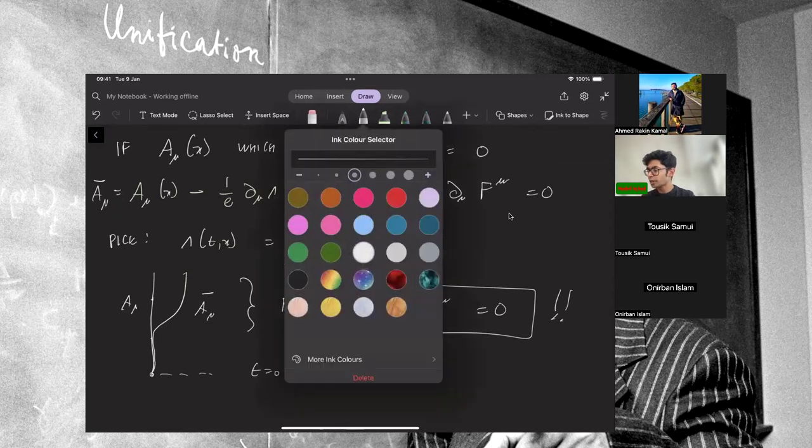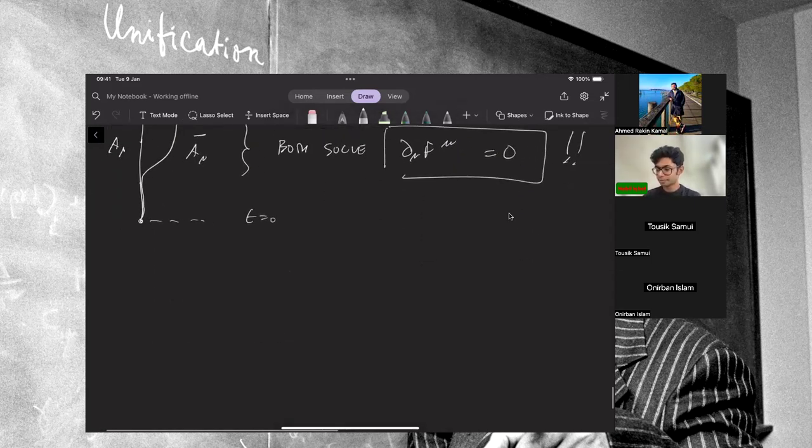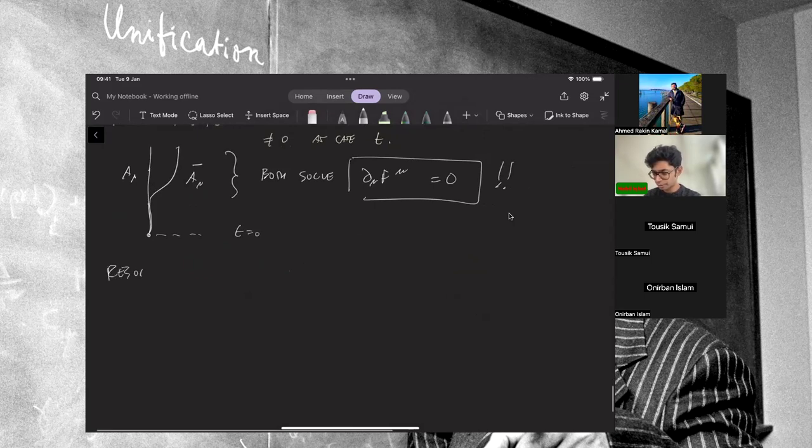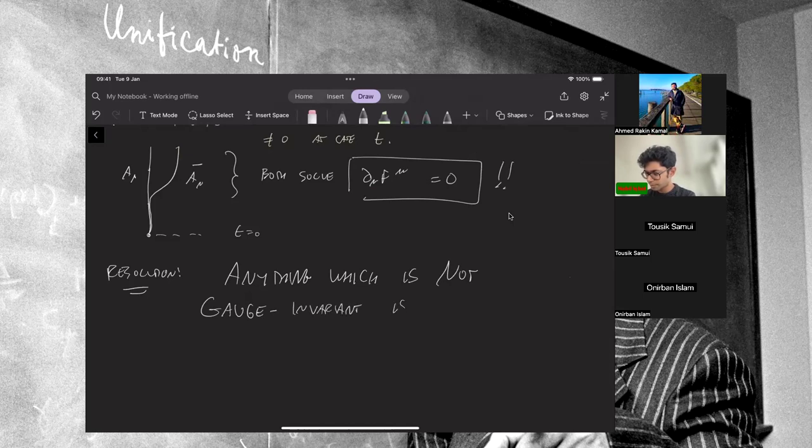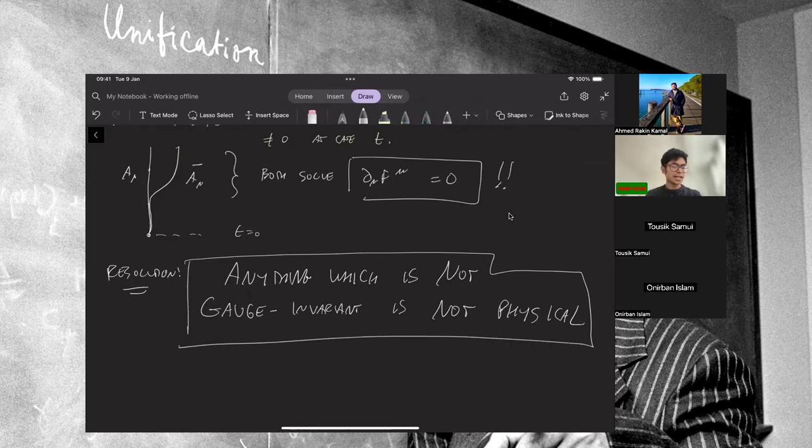And so how do we solve this? What we do is we say, the resolution is: anything which is not gauge invariant is not physical. Okay. And you can see we really need something like this, right?